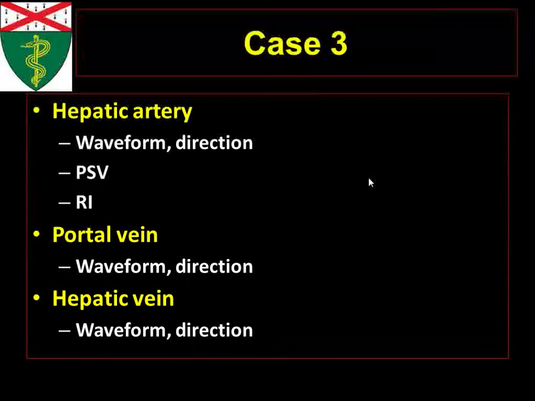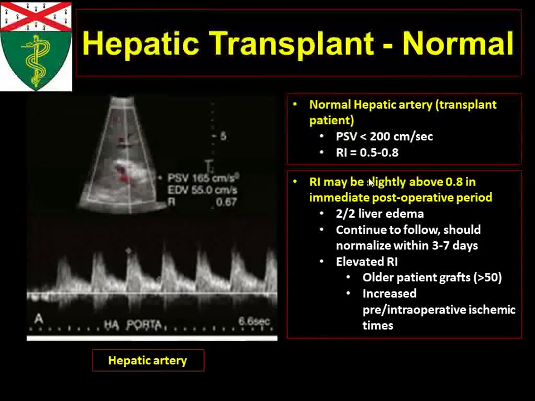Triphasic, right? So there's going to be, that's what they call it. There's going to be all these upstrokes and downstrokes reflecting the right atrial contractions. Very good. This is what a hepatic artery looks like, right? Sharp systolic upstroke, flow throughout diastole, right?